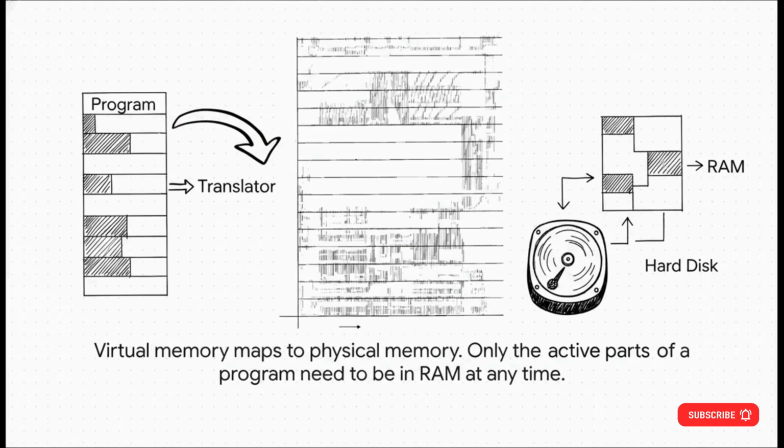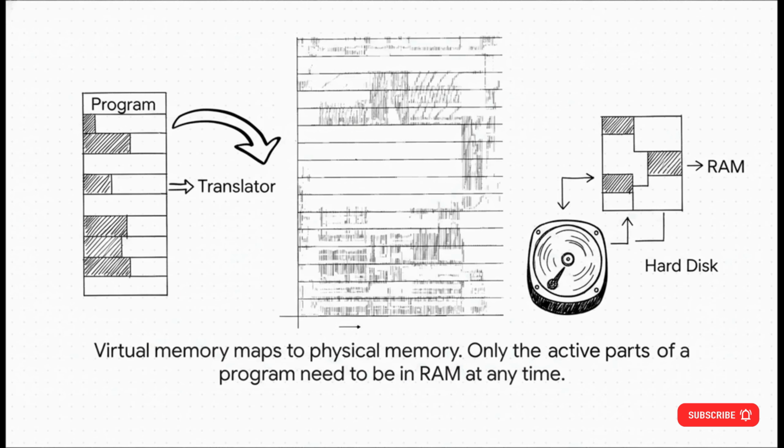And this picture illustrates the idea perfectly. Over on the left, you can see the program's view, this massive, unbroken stretch of virtual memory. And on the right, you have the much smaller physical RAM. The OS, with a lot of help from the hardware, acts like a master translator, taking the virtual addresses the program uses and converting them into real physical addresses in RAM.